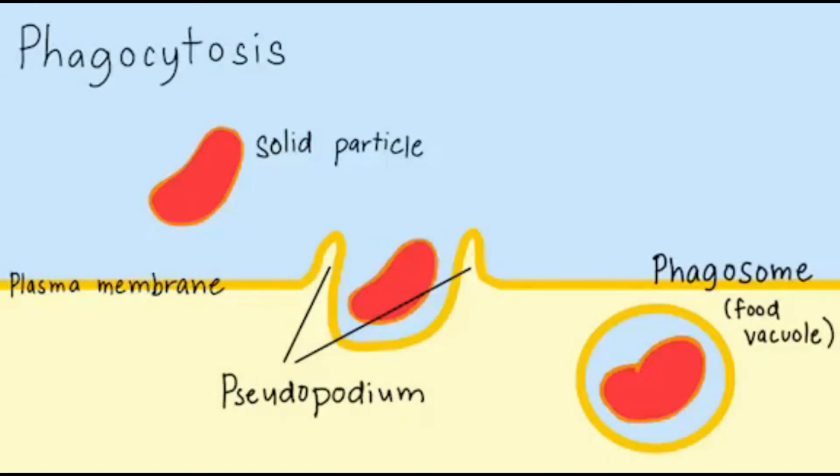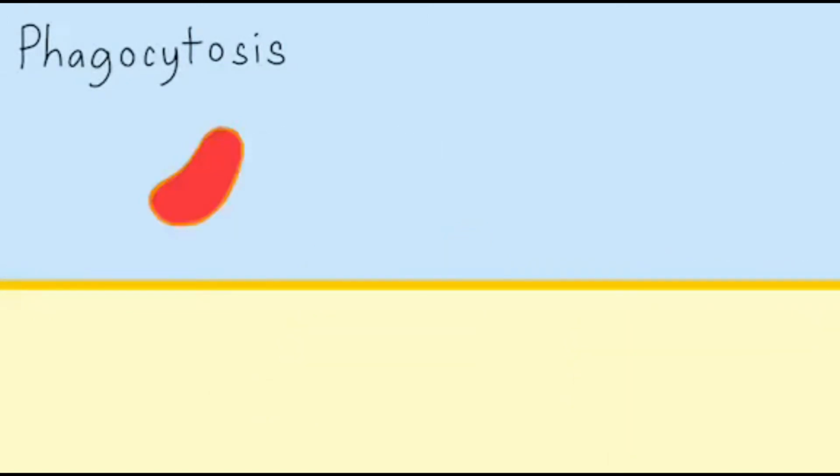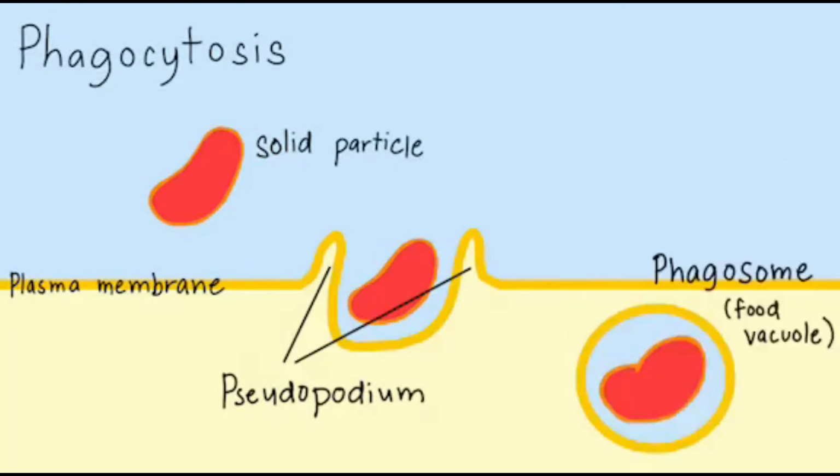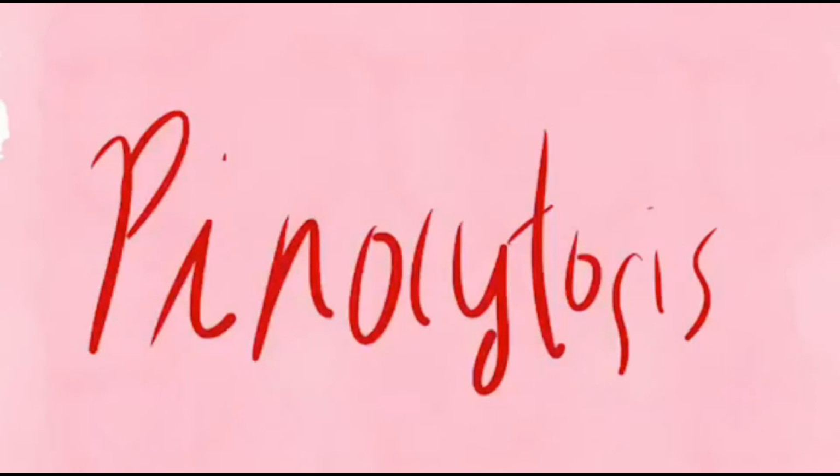Once the cell has successfully engulfed a target particle, the pocket containing the particle will pinch off from the membrane, forming a membrane-bound compartment called a fluid vacuole. The fluid vacuole will later fuse with an organelle called a lysosome, the recycling center of the cell.